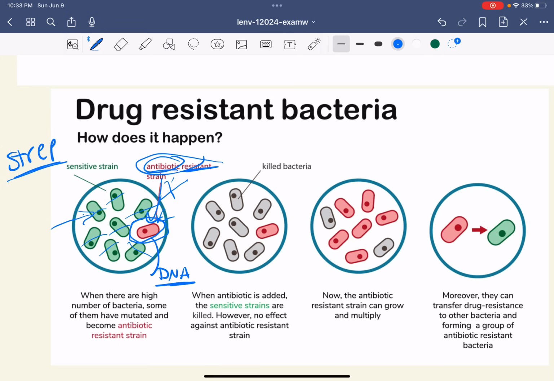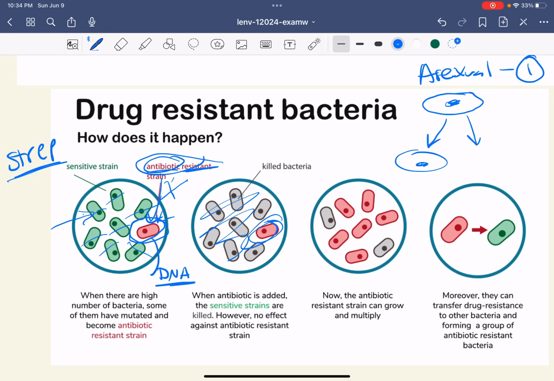It is resistant. So what happens? So all of these die, but this survives. And how does bacteria reproduce? So if you have a bacteria and it's going to reproduce, it reproduces by asexual reproduction. Do you remember how many parents are involved in asexual? Asexual, you only need one parent. So this bacteria is going to reproduce by itself, and this process is called mitosis.